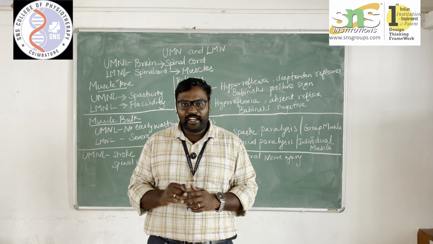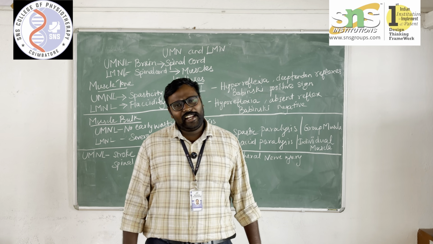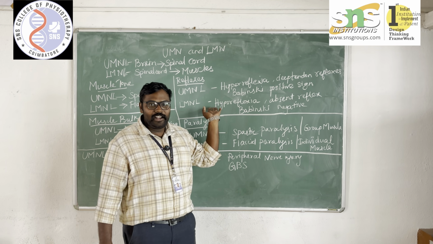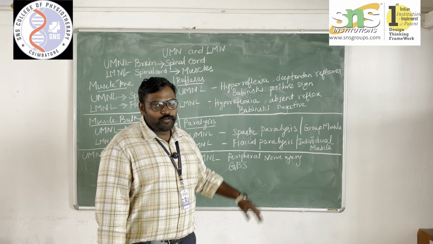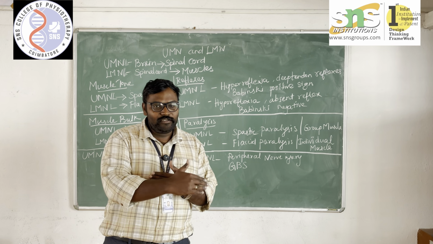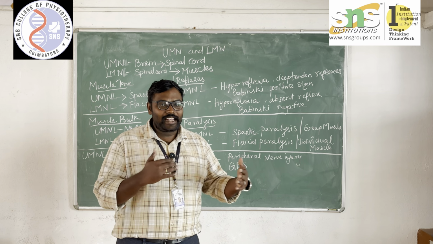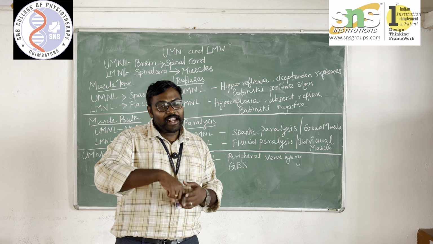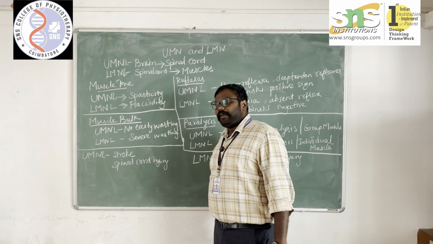We need to differentiate UMN and LMN based on these reflexes, and we can easily find out, because UMN has hyperreflexia, and in LMN we have hyporeflexia or absence of reflex. Reflex will be mild or absent, and the Babinski sign will be negative. So these are the differentiations by which we can easily understand the reflexes in UMN and LMN. Now going for the next one, the muscle bulk.